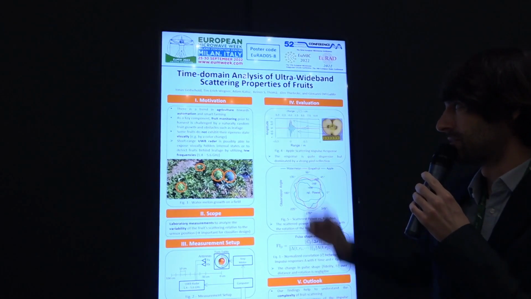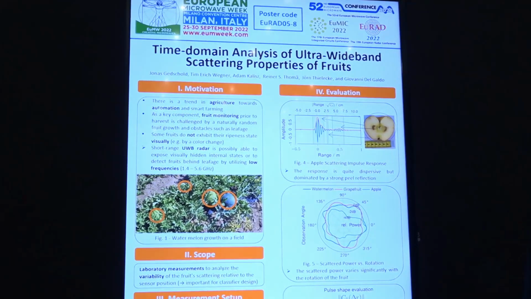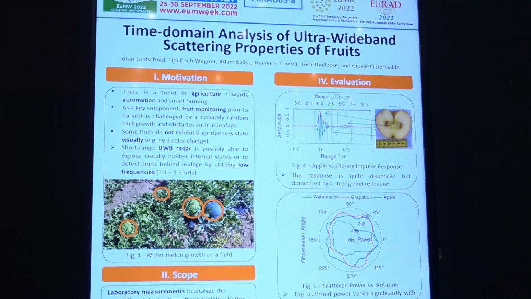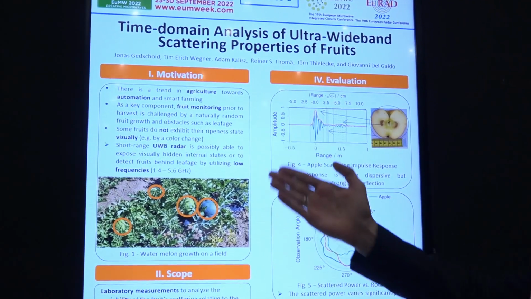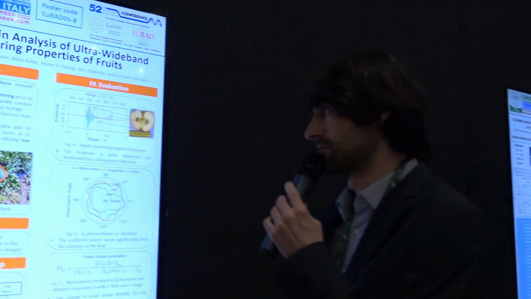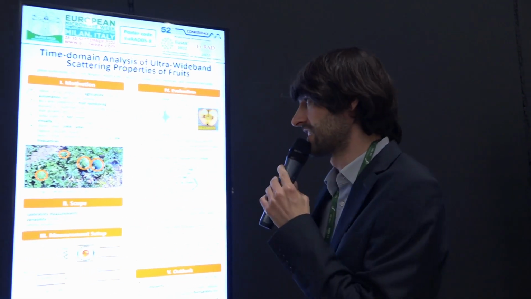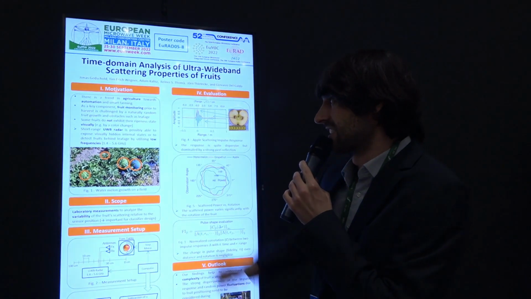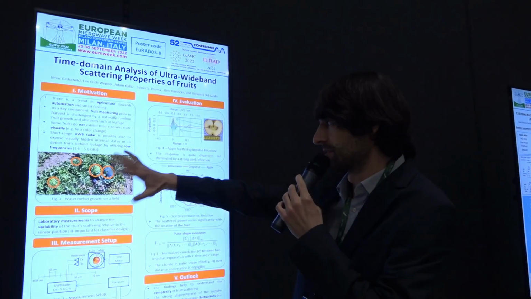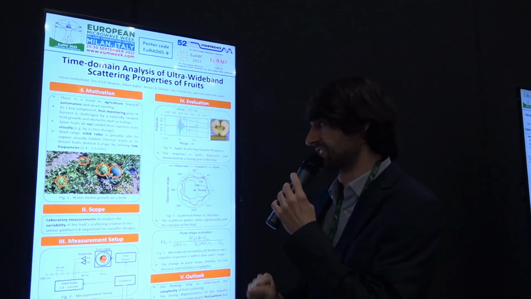And a key component is fruit monitoring prior to harvest, for example, to allow yield prediction or the optimal time for harvesting the fruits. And some fruits do not exhibit their ripeness state visually, like you can see here, for example, with the watermelons, which already look like that when they are really small and unripe. And that's why we're analyzing ultra-wideband radar, which is possibly able to penetrate some outer material layers and to get some information about the fruit flesh itself.